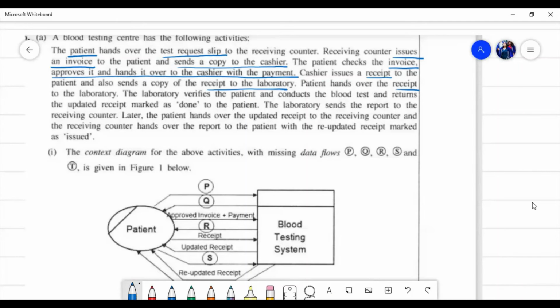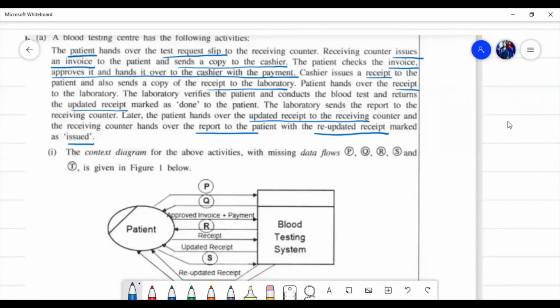The laboratory verifies the patient, conducts the blood test, and returns the updated receipt marked as done to the patient. I can see the receipt and then the updated receipt. This one, the updated receipt. The laboratory sends the report to the receiving counter. Later, the patient hands over the updated receipt to the receiving counter, and the receiving counter hands over the report to the patient with the re-updated receipt marked as issued.